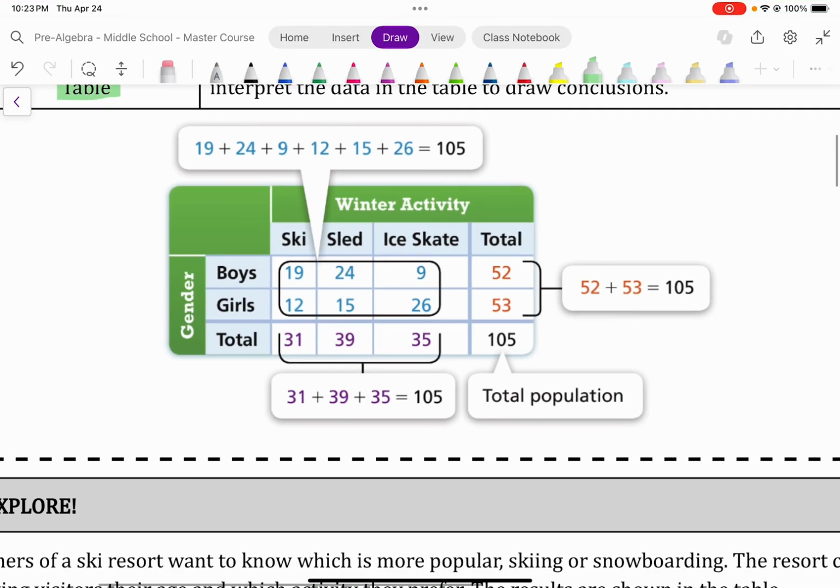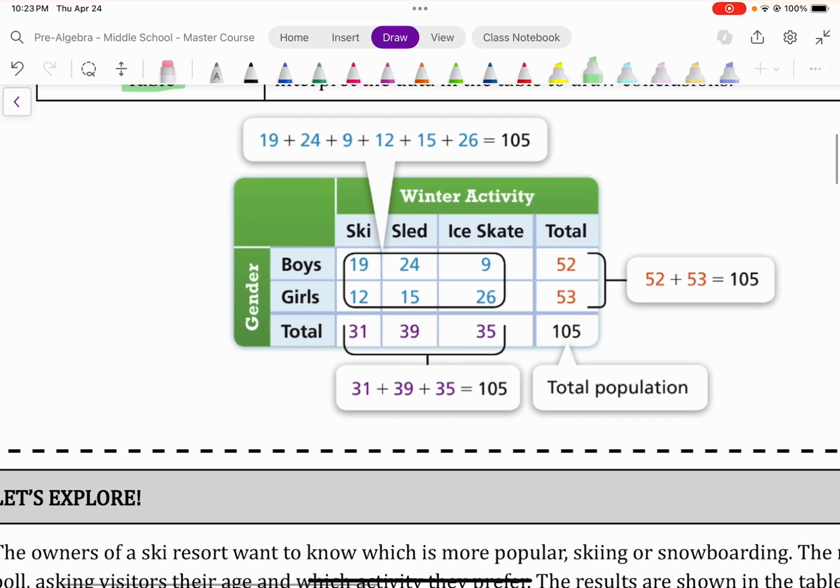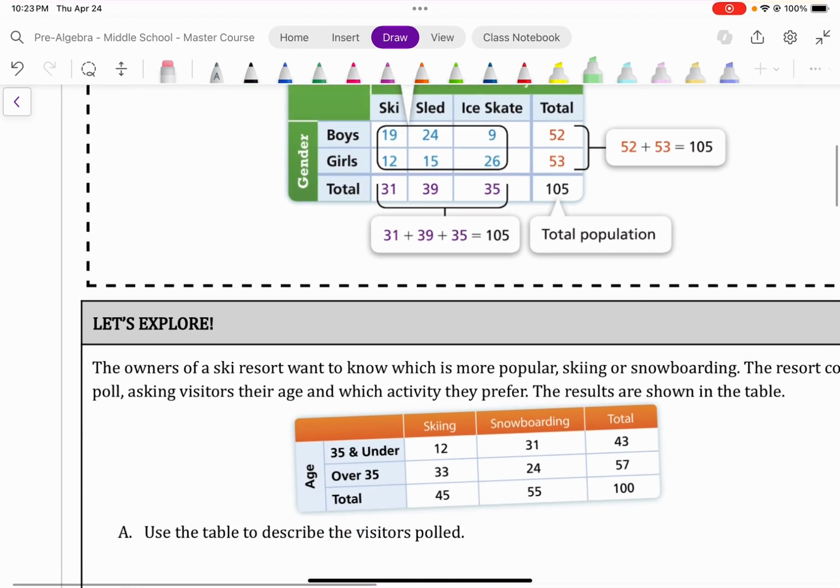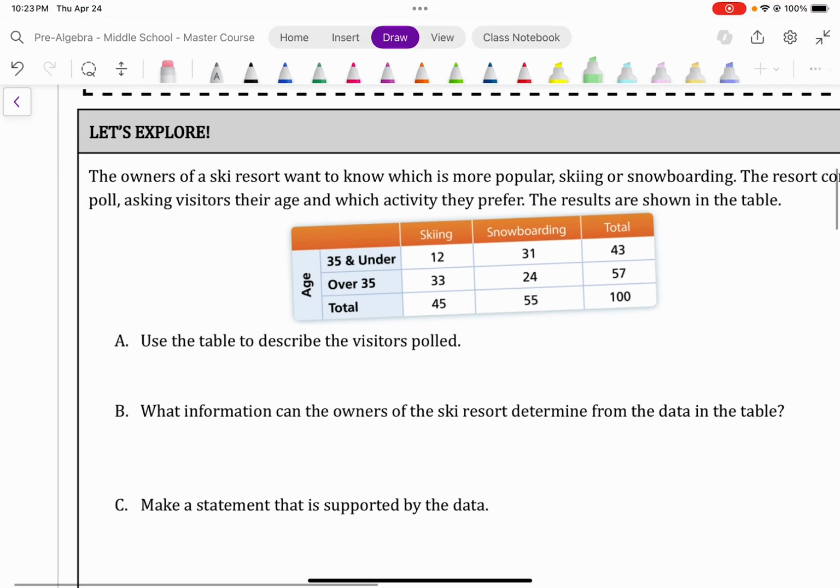So this first table measures winter activity. So we're looking at people that like to ski, sled, or ice skate. And then we're also looking at just if they are a boy or a girl. So if you were doing this survey, you would ask, are you a boy or a girl? You would know. And then what do you prefer, skiing, sledding, or ice skating? So they're giving you two pieces of data. So we're going to start by answering these questions.